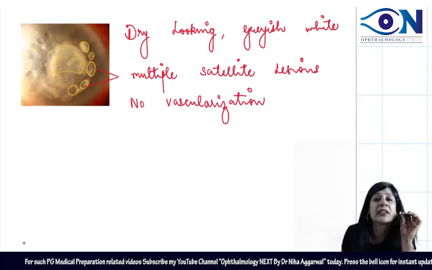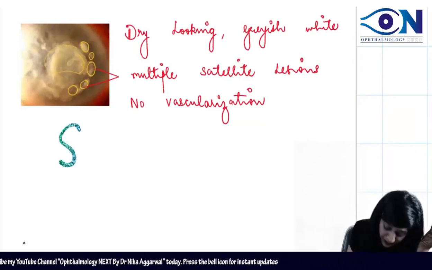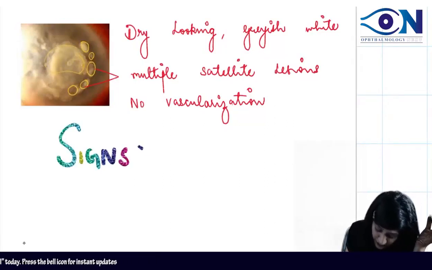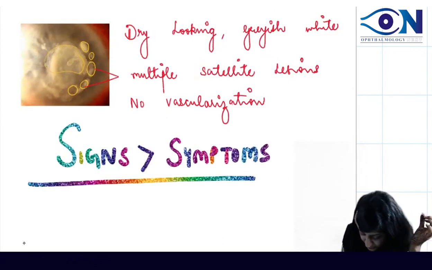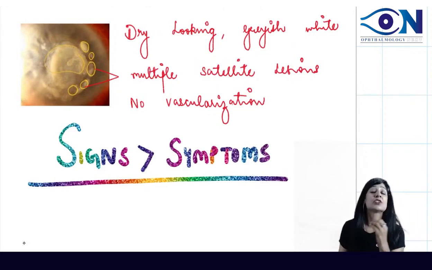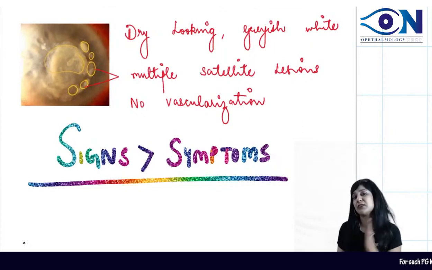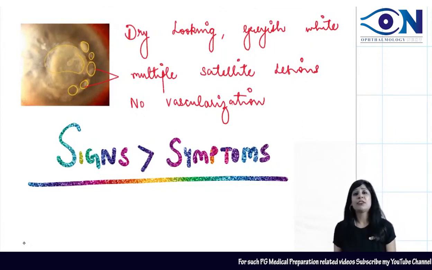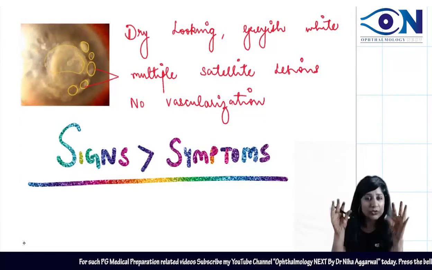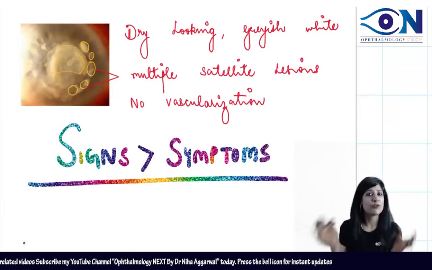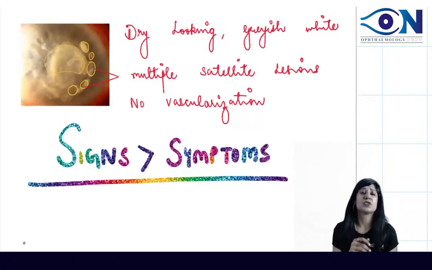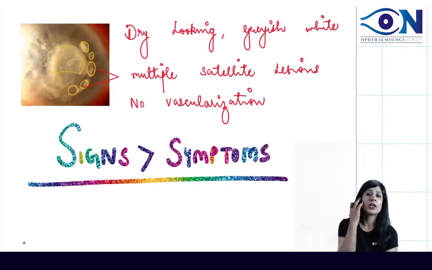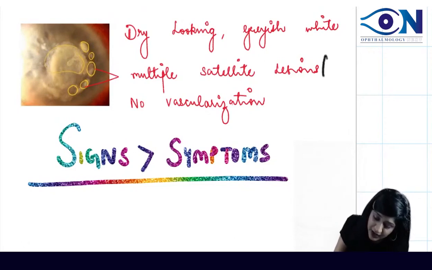So these are the properties of the fungal corneal ulcer, where a very, very important thing is, always remember, signs are always much more than the symptoms. Many a times the patient does not even know that he or she is having the fungal ulcer. So it is exactly the opposite of the bacterial corneal ulcer. Bacterial ulcer is like chow: lot of pain, lot of photophobia, acute redness, and lot of vascularization. While fungal is a silent killer, dry looking, grayish.